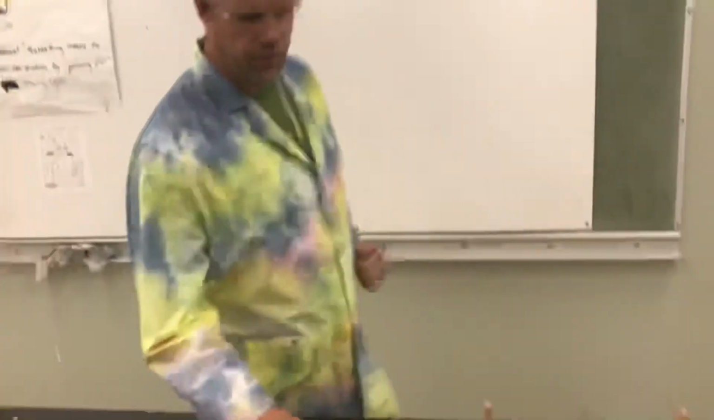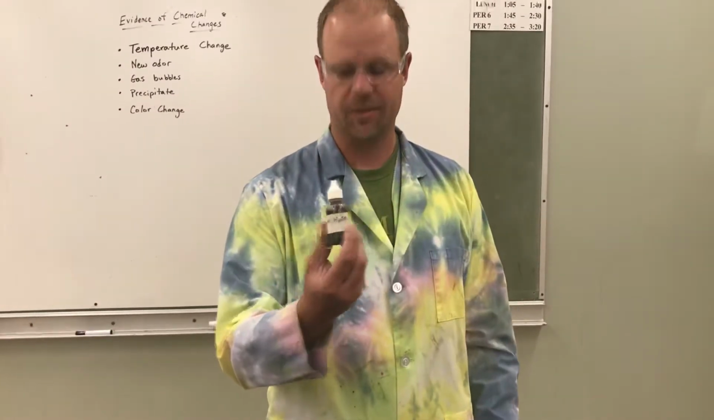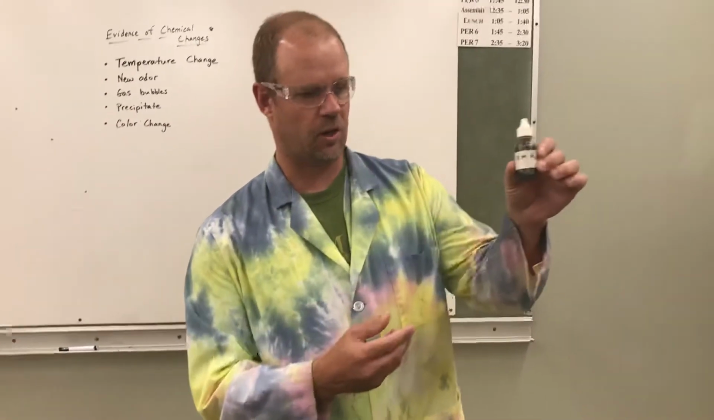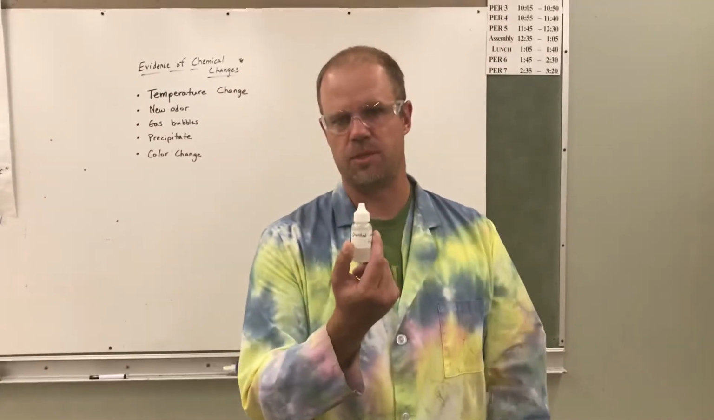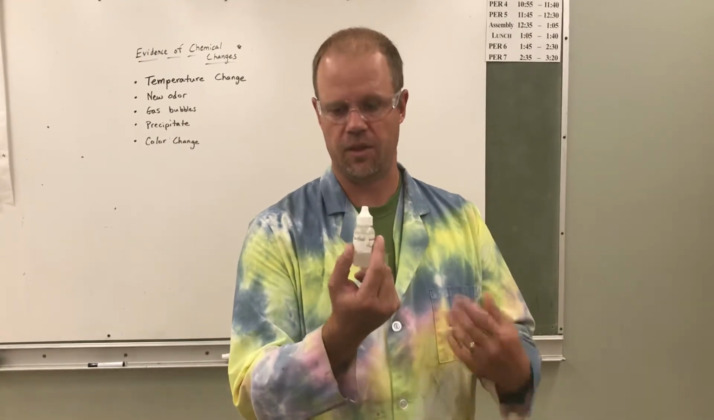Okay? So first in experiment A, we have very concentrated sulfuric acid. Now this is really dark looking. It's very bad stuff. This is like what you would find inside a car battery. And then we have some distilled water, which basically just means it's pure water. It doesn't have anything else in it other than H2O.